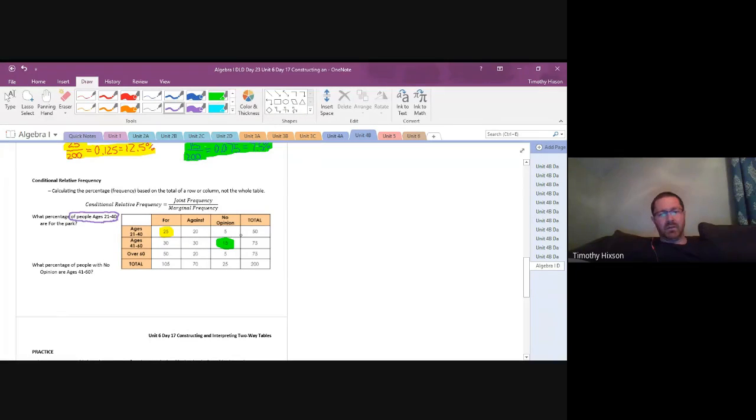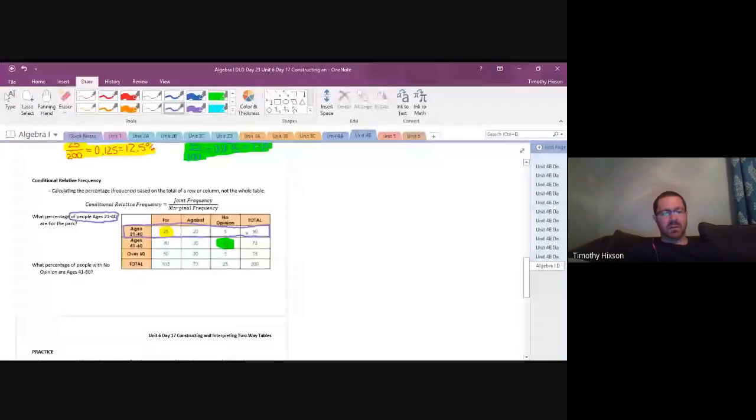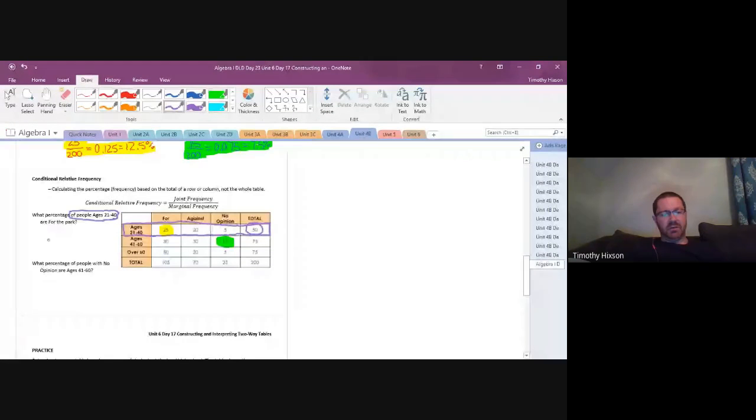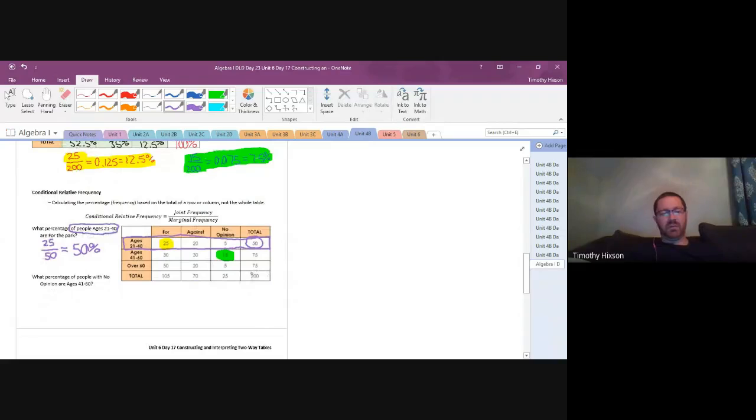Okay, well, how many people are in that row? There's 50 total. Okay. So there's 50 people total. What percentage are for the park? Well, there are 25 people who are for the park out of those 50. So that gives me 50%. Notice that's different than the relative frequency, which was 12.5% out of the whole thing. We're not taking it out of the full 200. We're taking it out of just the group that we're looking at.